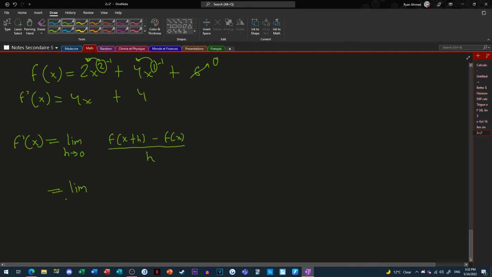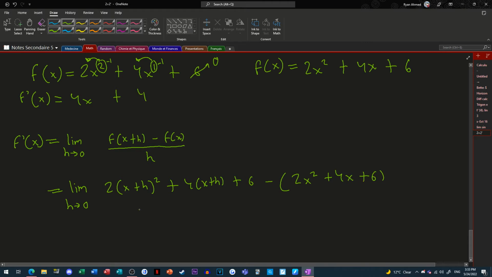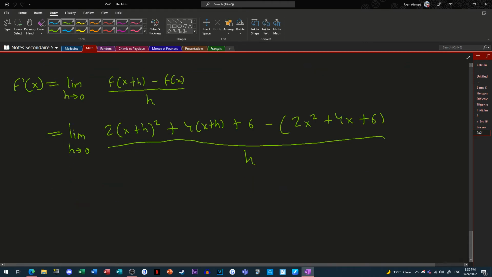So this is going to be the limit as h approaches 0 of, and I'm going to replace x plus h in every x that I have in this function. I'm going to rewrite it over here because I made it dirty: it's 2x squared plus 4x plus 6. So this becomes 2 times (x plus h) squared plus 4 times (x plus h) plus 6 minus, in parentheses, f of x, so 2x squared plus 4x plus 6, all divided by h. Now we still can't evaluate the function at h equals 0 yet, because we would be dividing by 0, since we still have h in the denominator. So we're going to have to keep developing this and factorizing to get h out of the denominator, and then we'll be able to evaluate it.